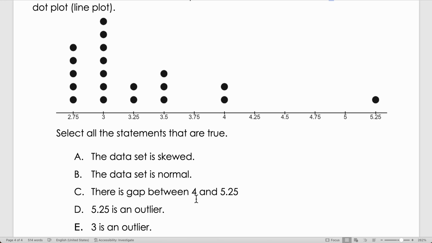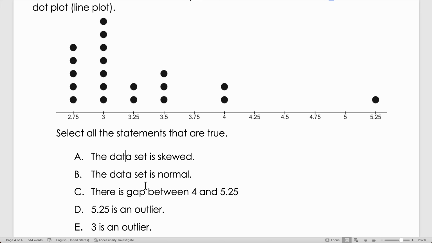Let's see, there's a gap between 4 and 5 and 2500ths. There is a gap there. That is true. Right on 4 it's populated, and right on 5 and 2500ths it's populated. But between the two, there's a massive gap. So I like A, I like C. D, 5 and 2500ths is an outlier? Yep, definitely. It's fine. It's separated by a huge gap, so I agree with that.